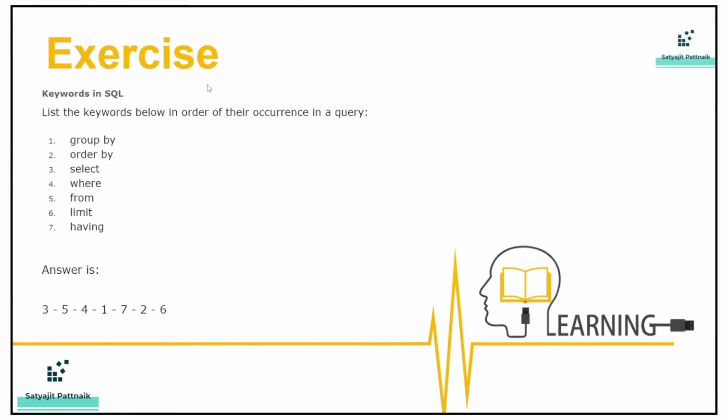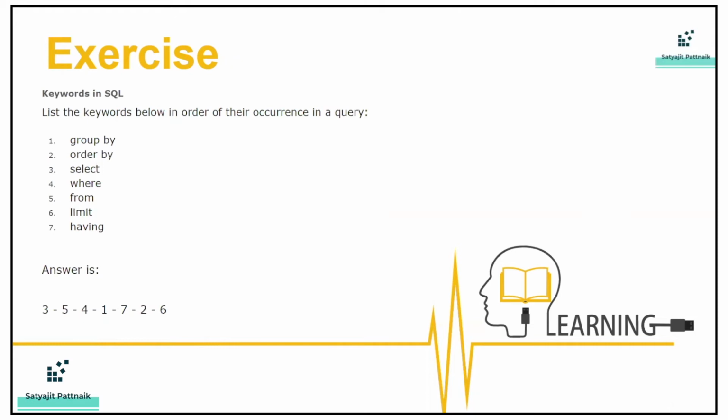Now let's try to go through this particular exercise. List the keywords below in order of their occurrence in a query. I have already mentioned the answer, but it's better if you answer yourself first and then look at the answer. So the question is clear, right? We have to list out the keywords in order of their occurrence when you are forming your SQL queries. In what order should you write down the keywords? Definitely the first keyword is going to be select. Select star from table name.